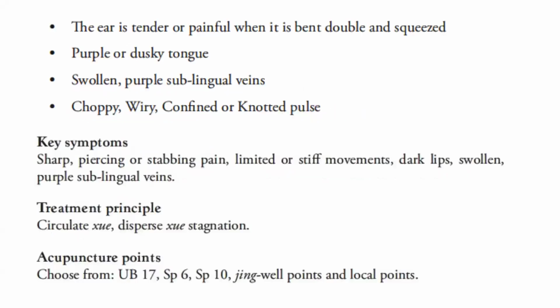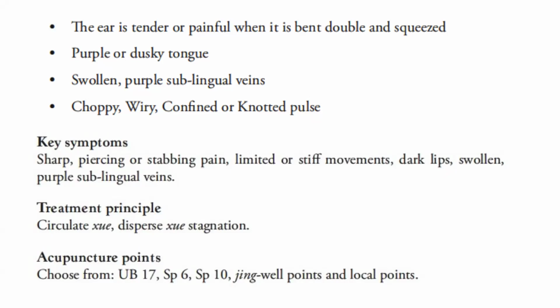The ear is tender or painful when it is bent, doubled, and squeezed. Purple or dusky tongue, swollen purple sublingual veins, choppy, wiry, confined, or knotted pulse. Key symptoms are sharp piercing or stabbing pain, limited or stiff movements, dark lips, swollen purple sublingual veins. The treatment principle would be to circulate shui, disperse shui stagnation.